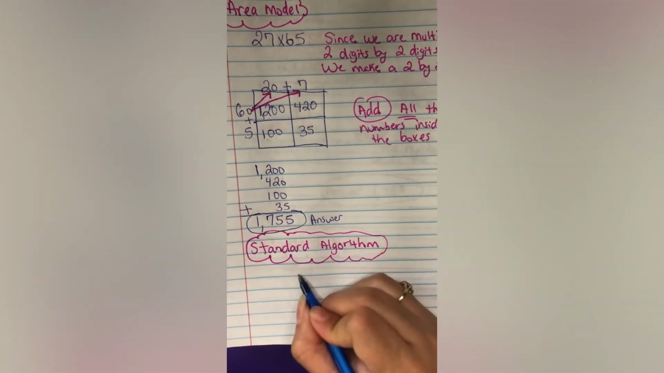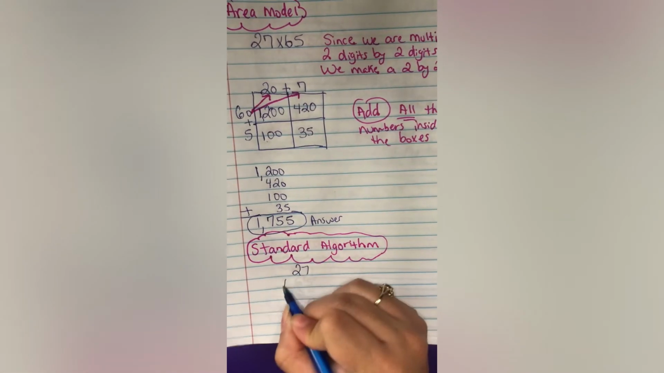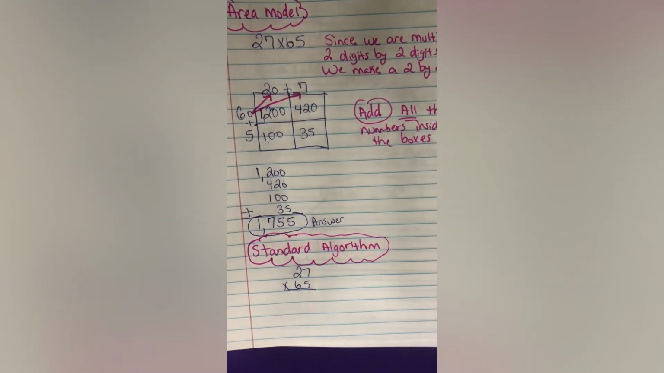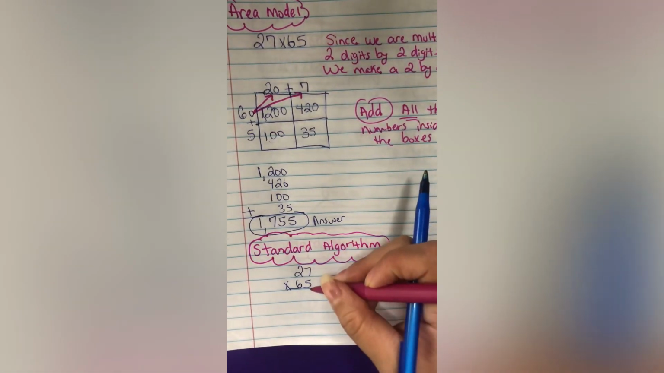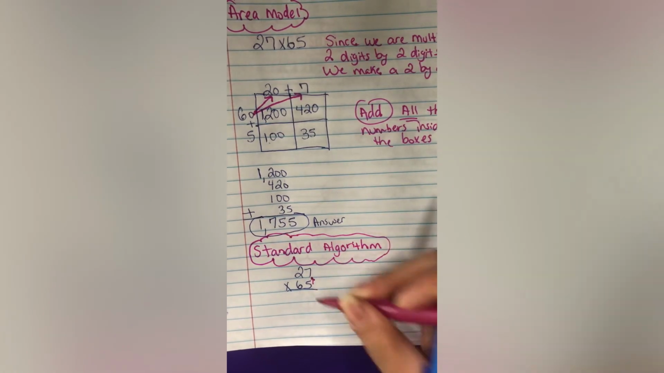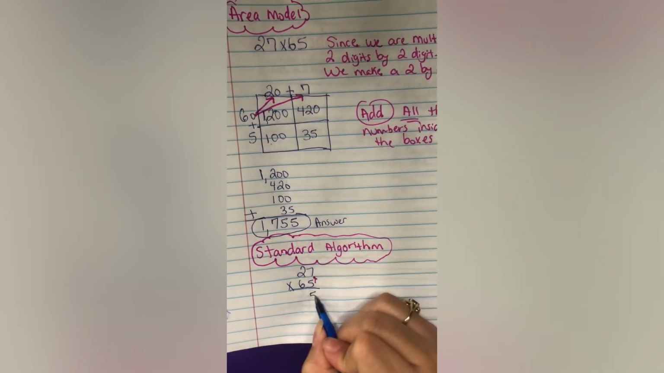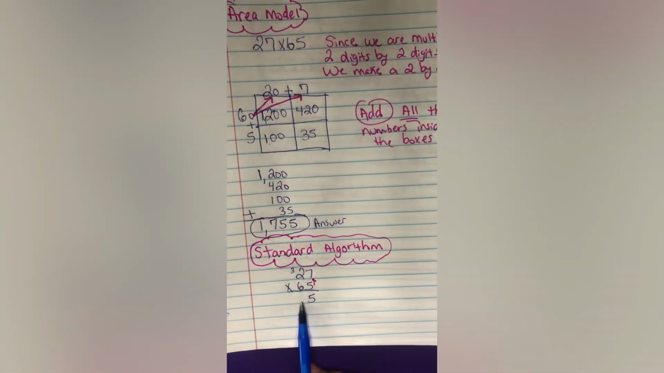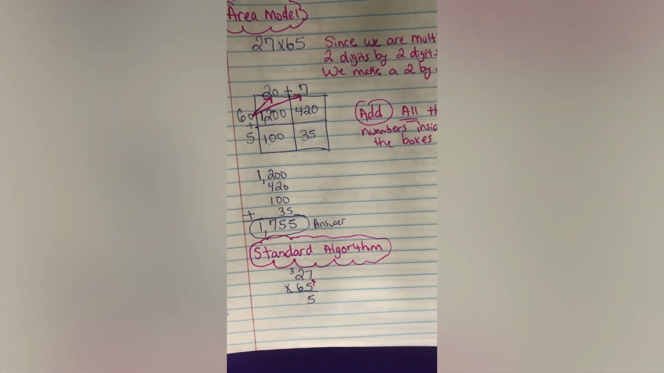So we're going to line up our numbers. 27 times 65. I'm going to use my pen to remember I'm multiplying my ones first. 5 times 7 is 35. That 3 goes up on the tens. It does not go here yet because I'm not done. I need to multiply my tens first.